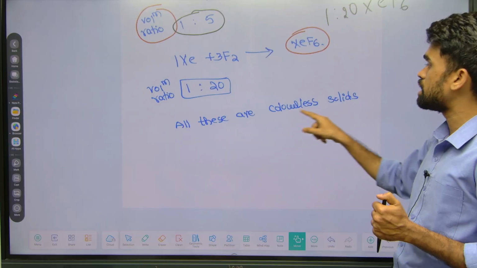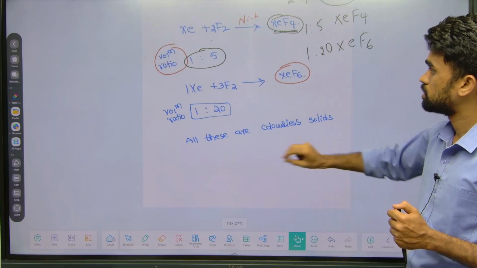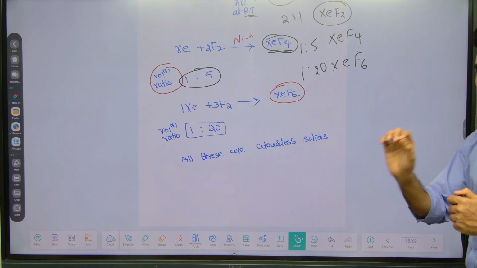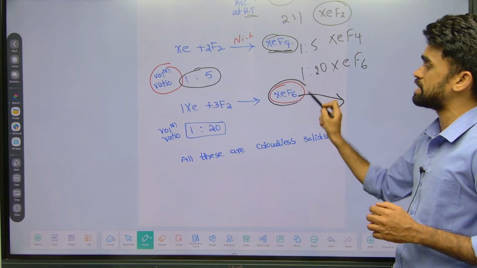So all these compounds that form are colorless solids. Now I will ask you a simple question. Tell me, what is the hybridization and shape of XeF6?